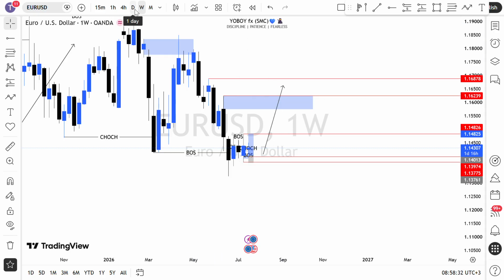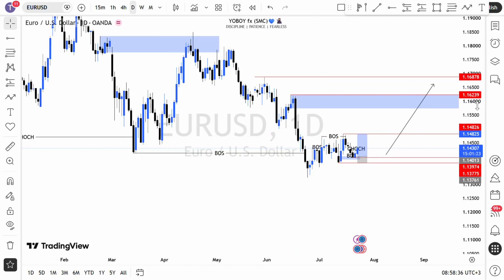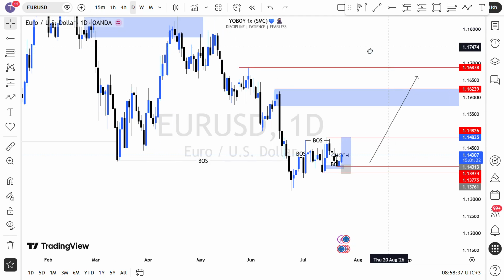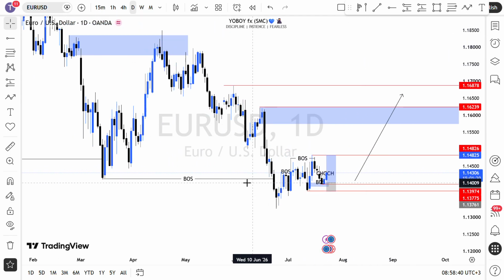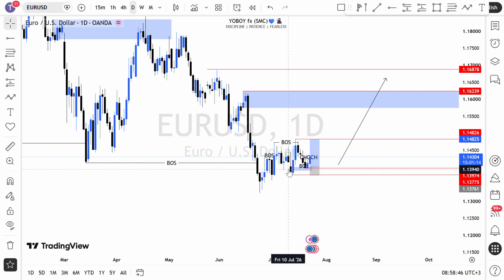So let's drop into a daily time frame, which is a little bit lower time frame. On a lower time frame, we can see clearly that the break of structure that we have from the weekly time frame is this, and now we are going to concentrate on this retracement that is coming inside to take all of these internal liquidities.